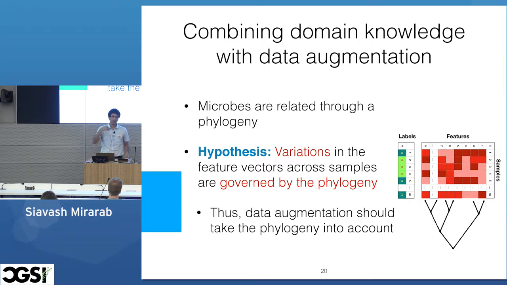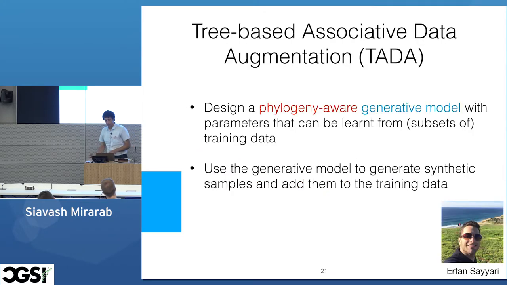And so if you take the phylogeny into account, you will have a better chance in terms of data augmentation. This hypothesis is not obvious that it's correct. It's just the hypothesis that we are working under. For all I know, it might actually be incorrect.